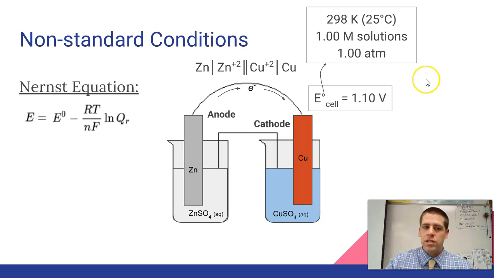Well, there's what's called the Nernst equation. And I show you this not because we're going to do a lot of calculations with it. We're actually going to do 0 calculations with it. But it is helpful to understand how voltage changes at non-standard conditions.